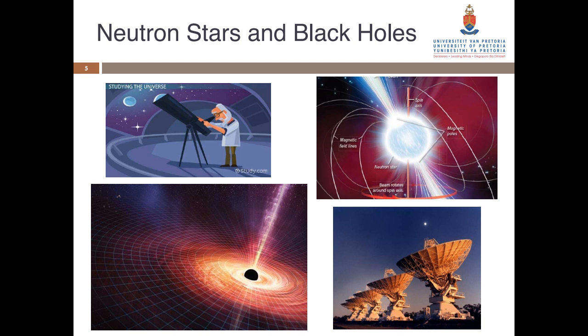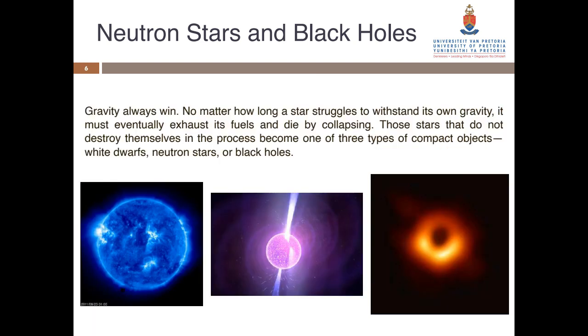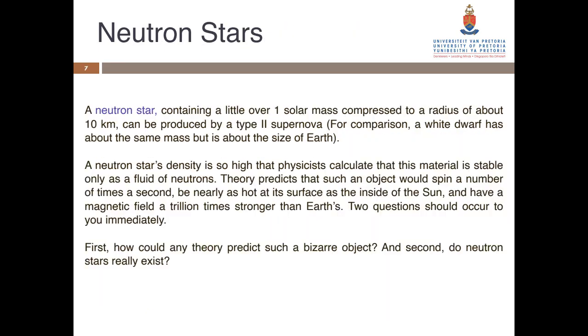So that is what. We will learn a bit more about that, and then go on to black holes. Depending on how much mass the star has at the end of its life, it will end up as a neutron star or as a black hole.